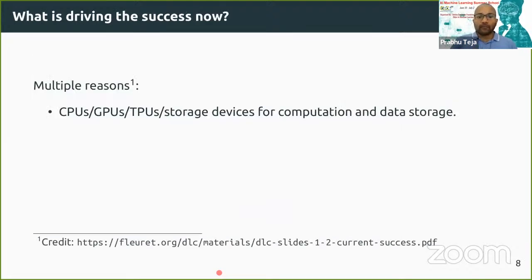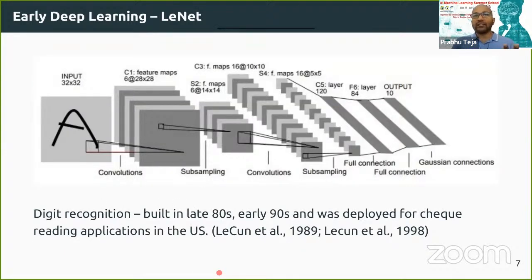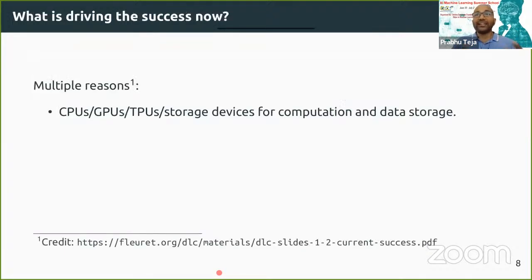But if this network existed in the late 80s or early 90s, what is the big deal now? What is driving its success? One of it is we just have substantially better computers. We have great CPUs, great GPUs, and Google has something called TPUs, Tensor Processing Units, which are specialized hardware made for transformer type devices. And suddenly we also have free or cheap hard disks. Suddenly we can store a lot of data that was just not possible in the 80s or 90s.